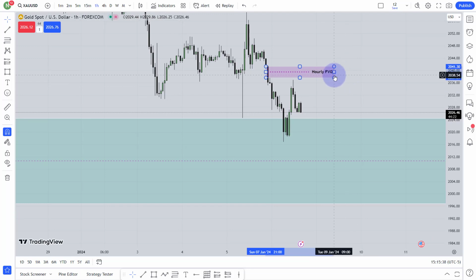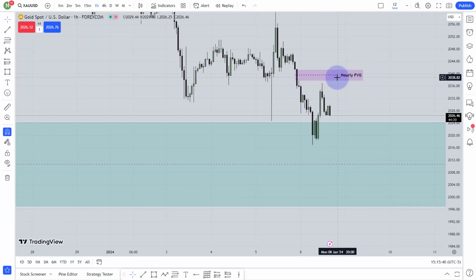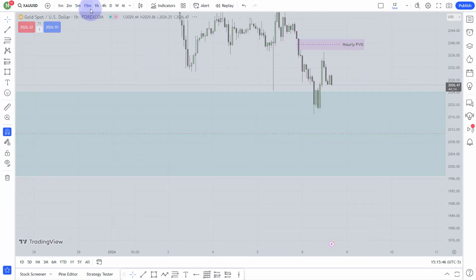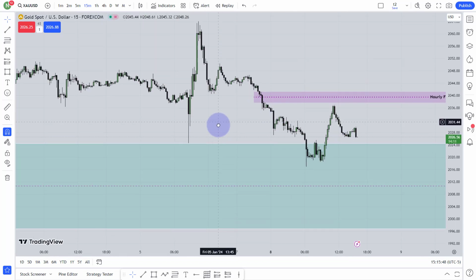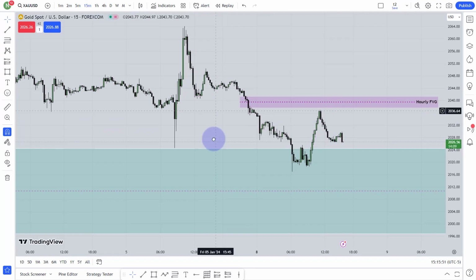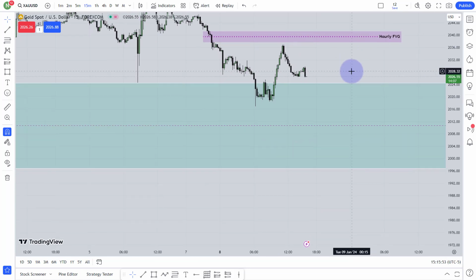But I would love to mark this hourly fair value gap. So price can come to this fair value gap. It can take the buy side liquidity from there, then it can expand lower. And from the 15-minute chart, okay, nothing is actually perfect from the 15-minute chart, so it's okay, no problem.